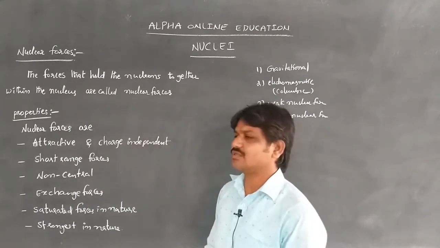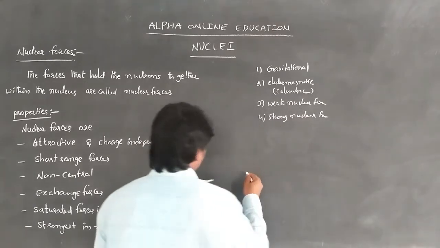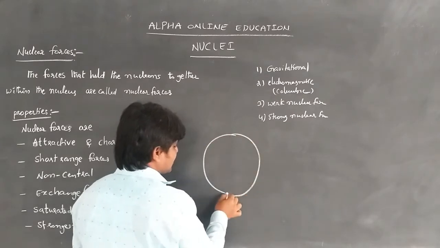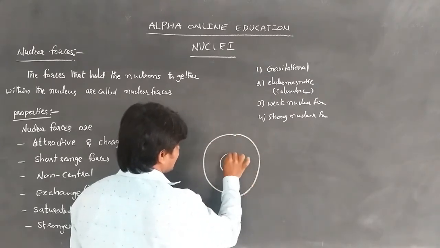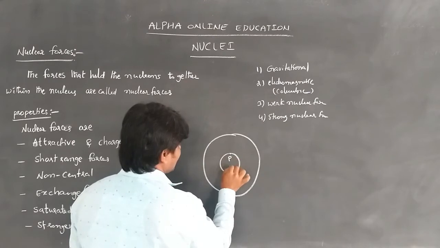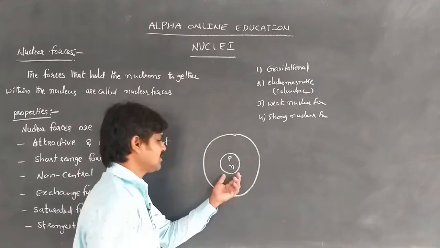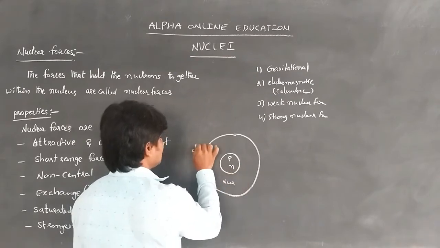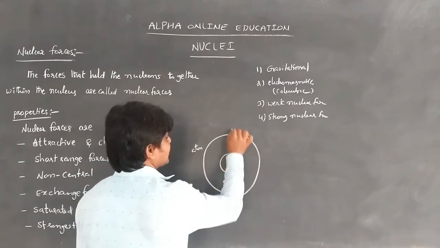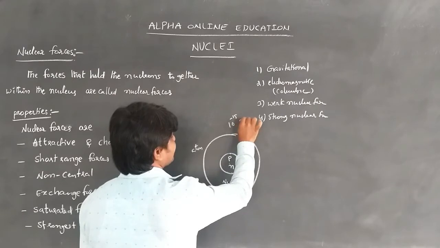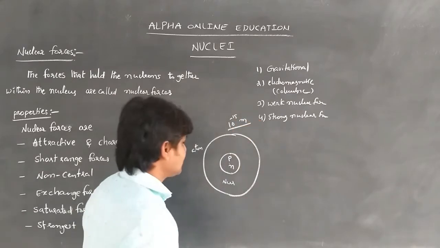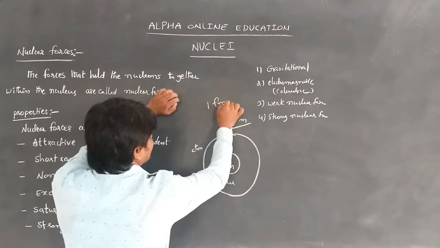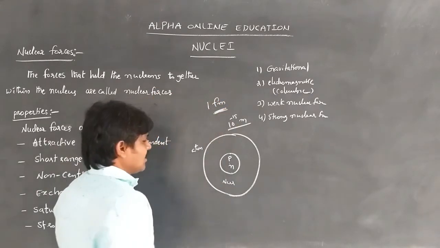We know that the proton has a positive charge and the neutron is an uncharged particle, and both lie in the nucleus. Consider an atom and its nucleus. The radius of the nucleus will be of the order of 10 to the power of minus 15 meter, which is called 1 Fermi.